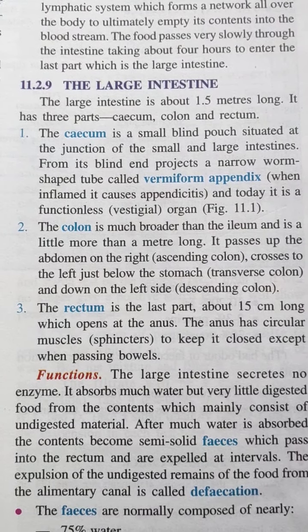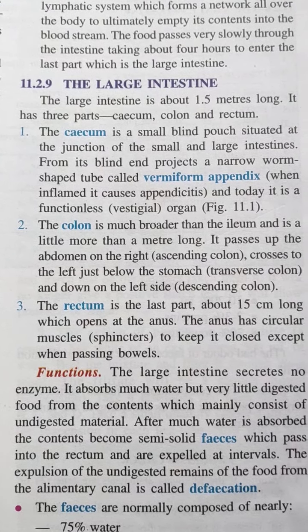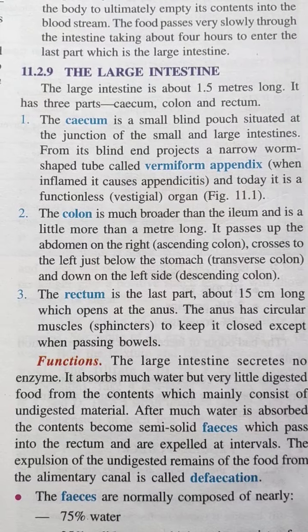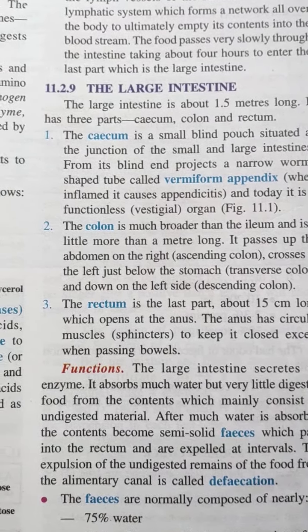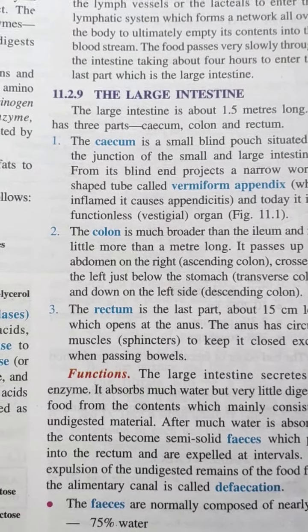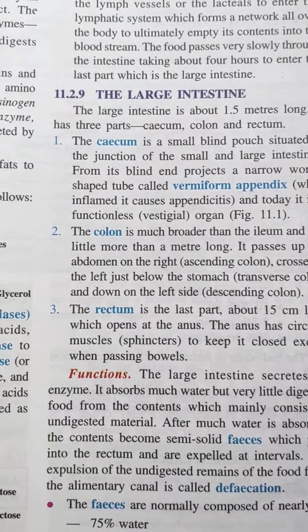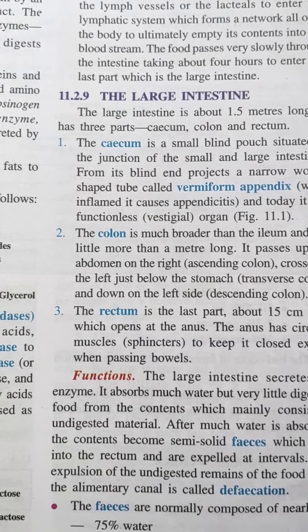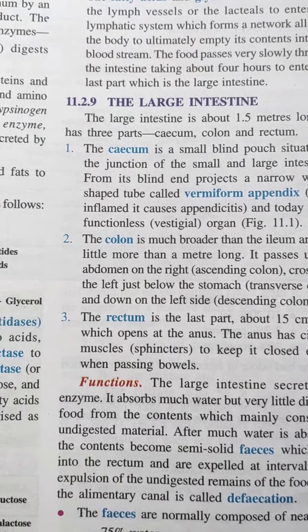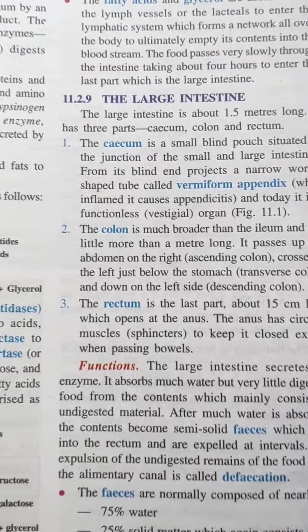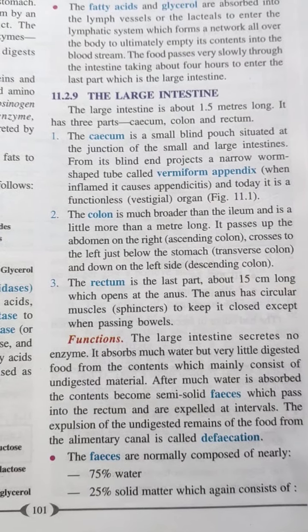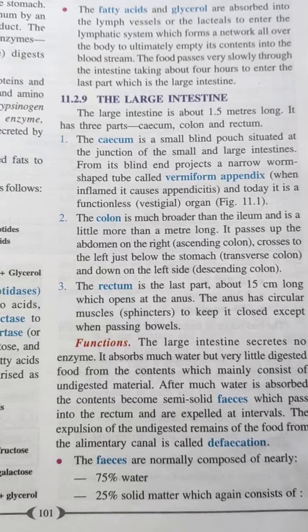The anus has circular muscles called sphincter muscles to keep it closed except when passing bowels. Now you must remember that wherever we are talking about the circular muscles, I think you have noticed it, everywhere we are talking about the sphincters. Actually, the circular muscles, wherever they are located, are known as sphincter muscles. Clear? This part is not so important.